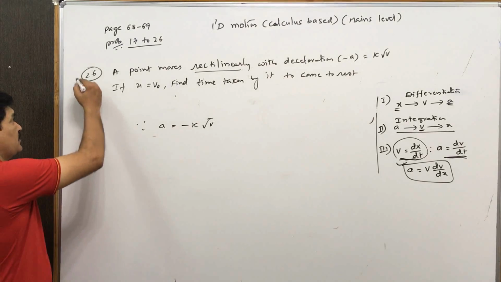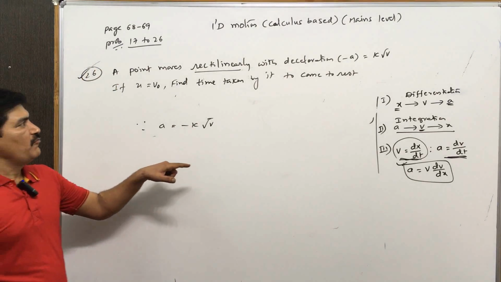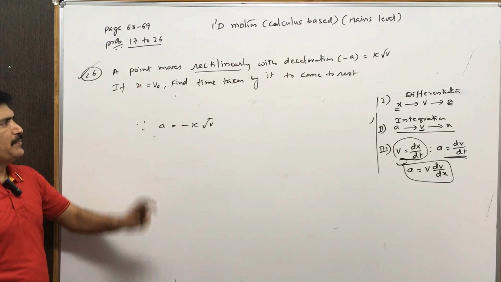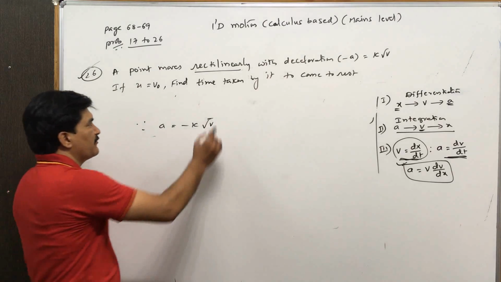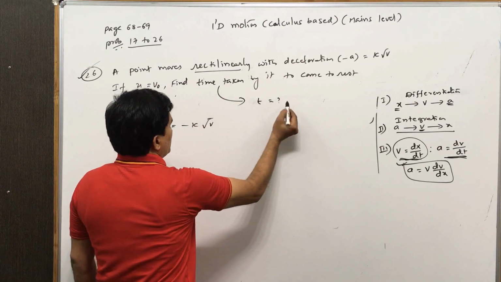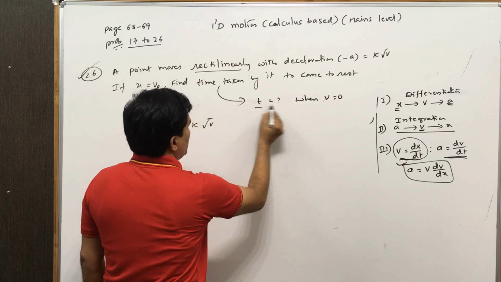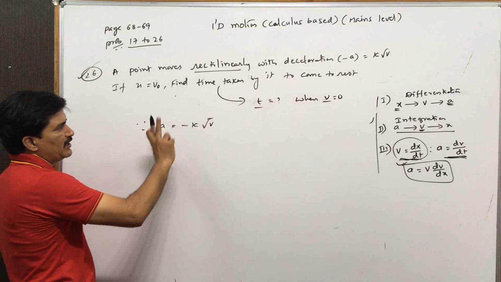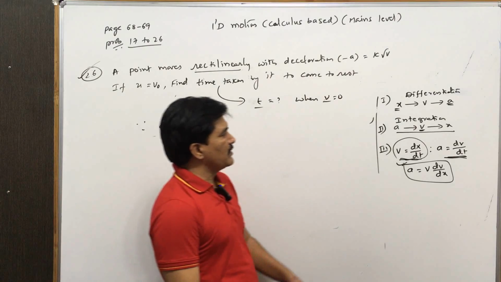Here the next problem is, in the above problem, what is the time taken by it to come to rest? Means in the same problem only, instead of distance it is asking time. Okay. So, the required one is how much? T is equal to how much, such that velocity should become 0. So, he is talking about velocity and time. So, I have to express acceleration in terms of velocity and time.